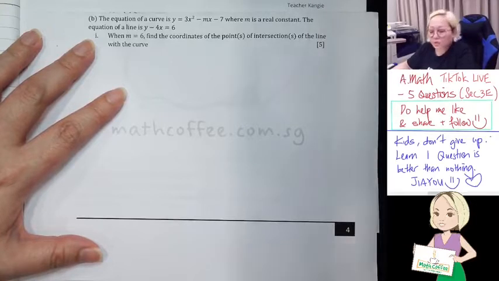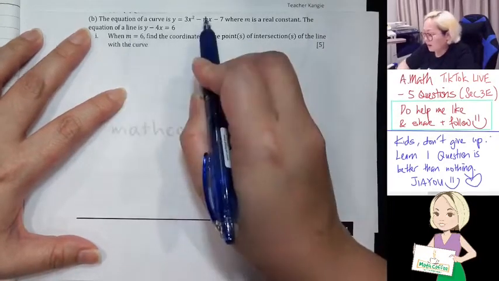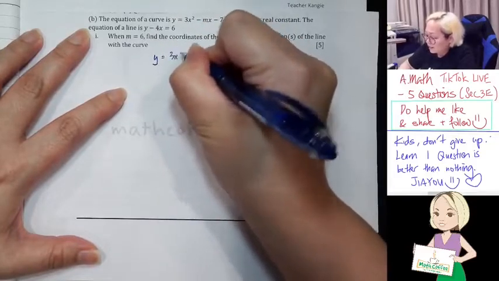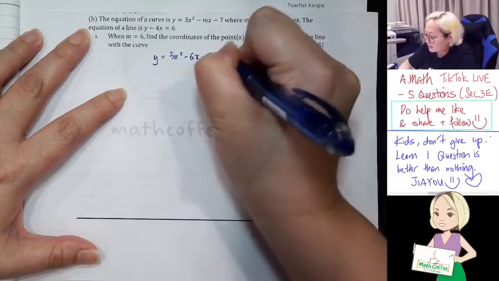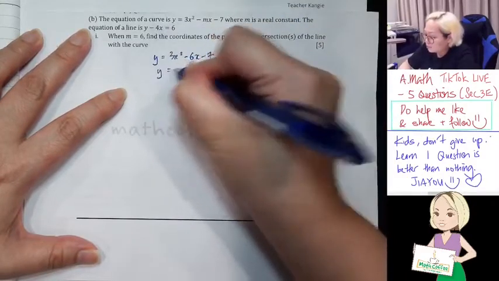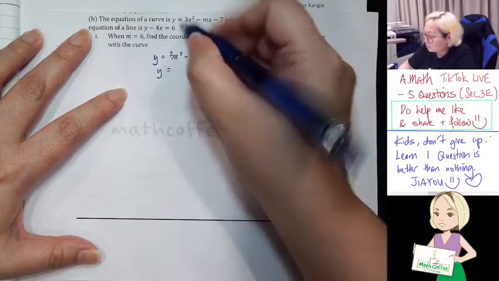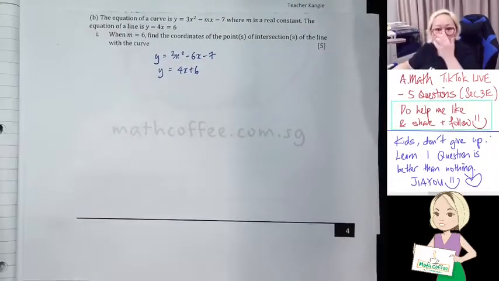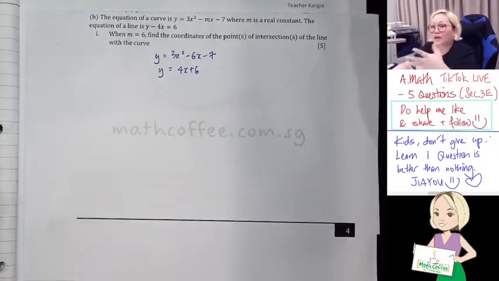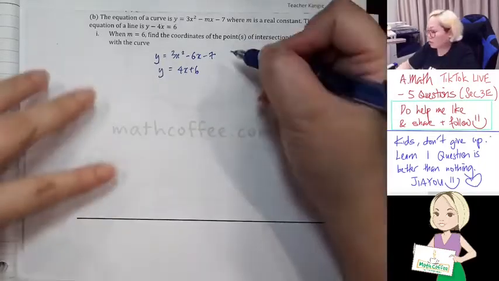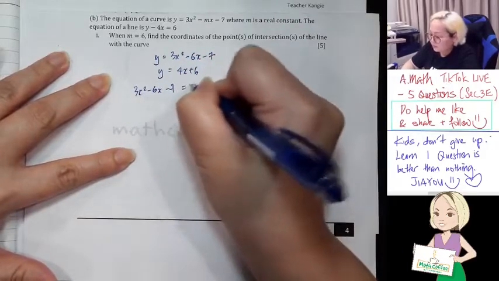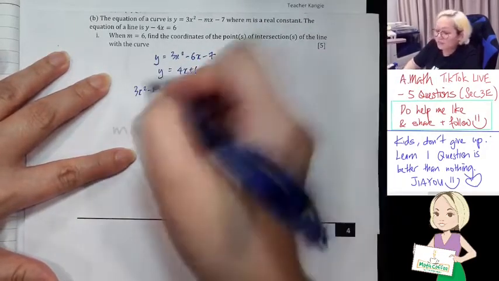Okay, so what I need to do is just sub in my m here. So that means my curve now will be y equals 3x squared minus 6x minus 7. The line will be y equals, I'm going to bring the minus 4x over, so it's 4x plus 6. Same thing when I need to solve and find the point of intersection, all I need to do is just do simultaneous. So I'll just let 3x squared minus 6x minus 7 equals 4x plus 6, that's all. And this is solving a quadratic equation.